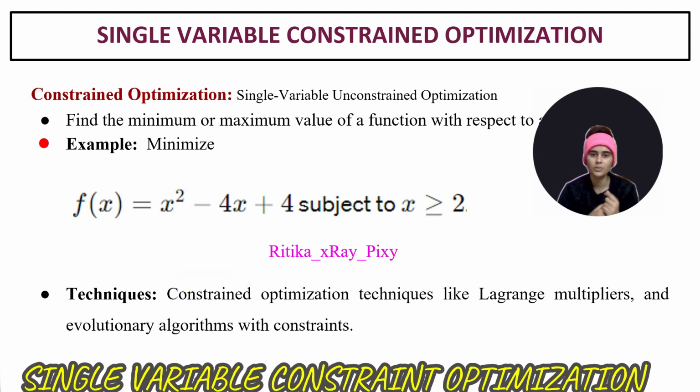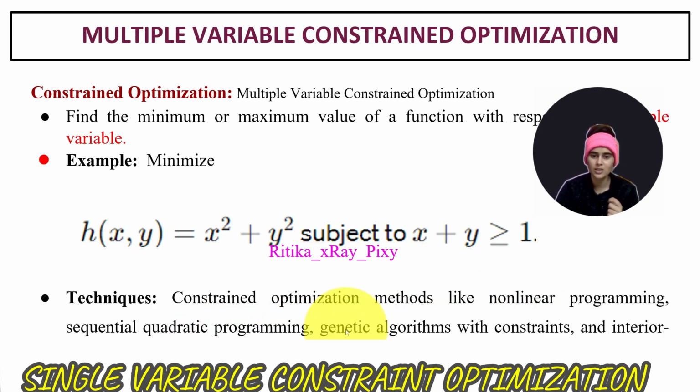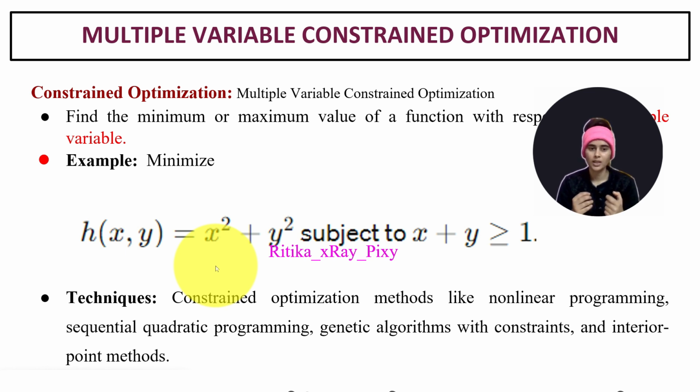Next we have single variable constrained optimization. Here we have to either find the minimum or maximum value for an objective function, but here it's subject to a constraint. The final value should satisfy the given constraint. Value of x should be greater than or equal to 2. Only then can we say the solution is the optimal solution. We can use different techniques to solve single variable constrained optimization, for example constrained optimization techniques like Lagrange multipliers, evolutionary algorithms with constraints. Then we have multivariable constrained optimization.